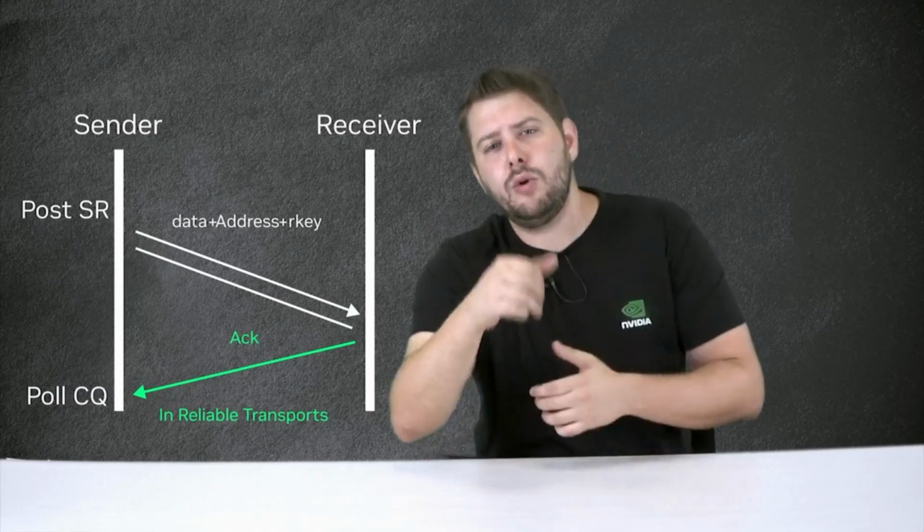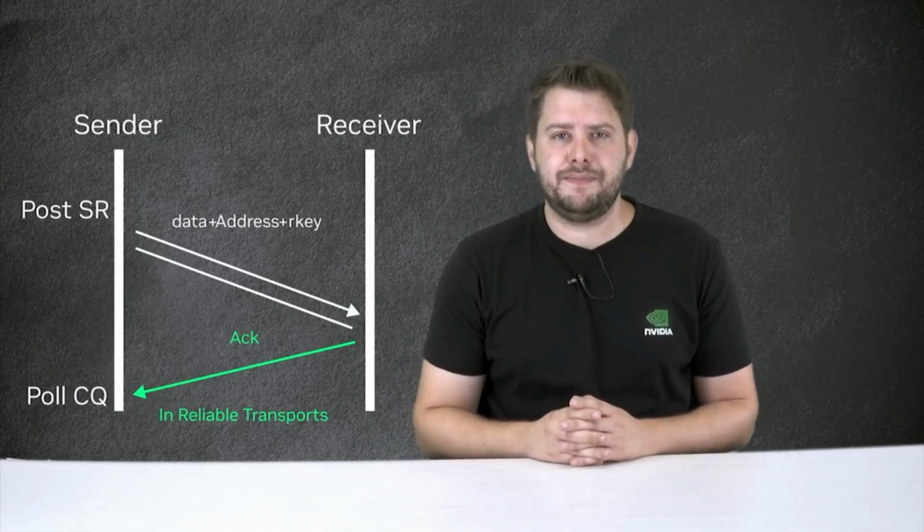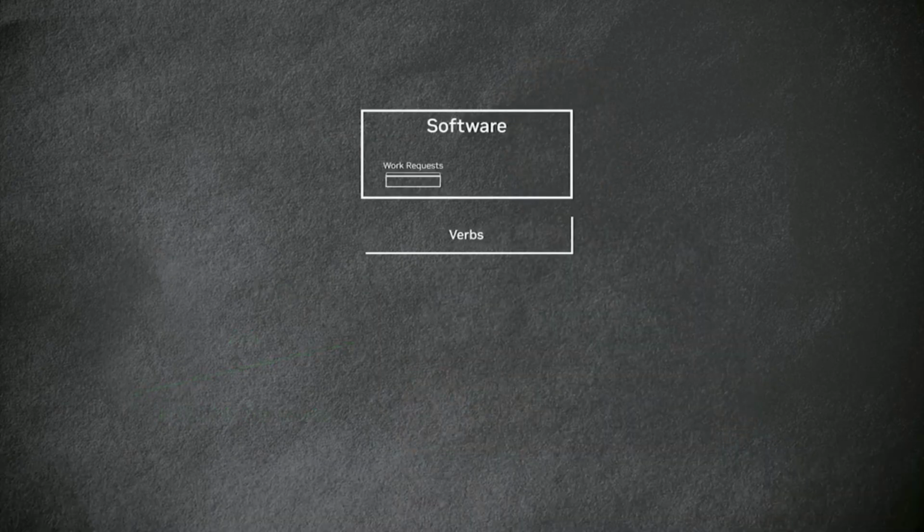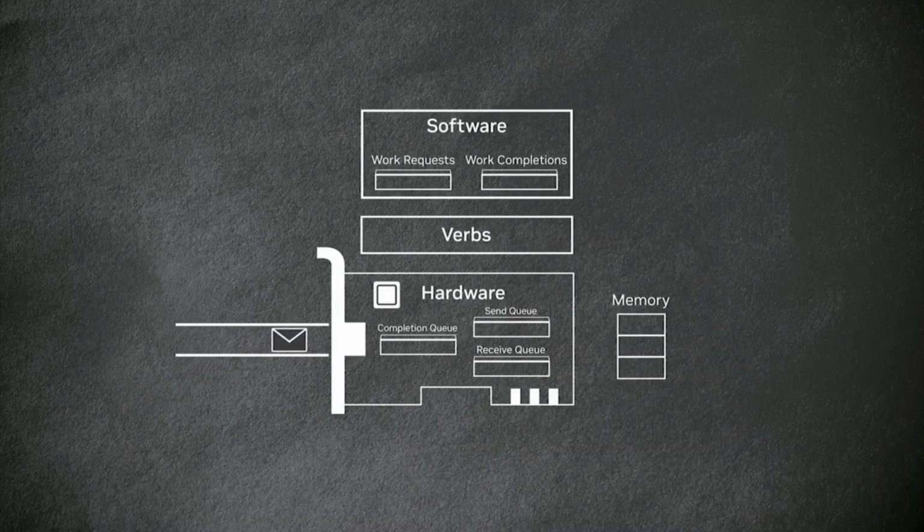Now let's take a look at it in more detail. When the data arrives at the receive side, we first look at the memory registration and the data that should be written to it. If permissions allow, the data will be written to that memory location. The hardware then sends an acknowledgement back to the sender, notifying it that the operation has been completed.